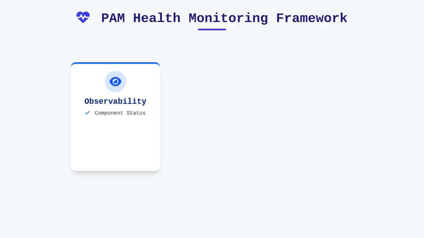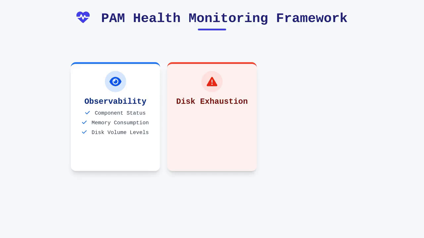To maintain the operational stability of a privileged access management environment, you must implement a robust health monitoring framework that bridges the gap between infrastructure metrics and security visibility. Monitoring effectively starts with observability, where you track component statuses, memory consumption, and disk volume levels across all tiers of your architecture. When we talk about disk exhaustion, we are not simply referring to log files, but the critical space required for vault metadata, session recording storage, and database transaction logs.